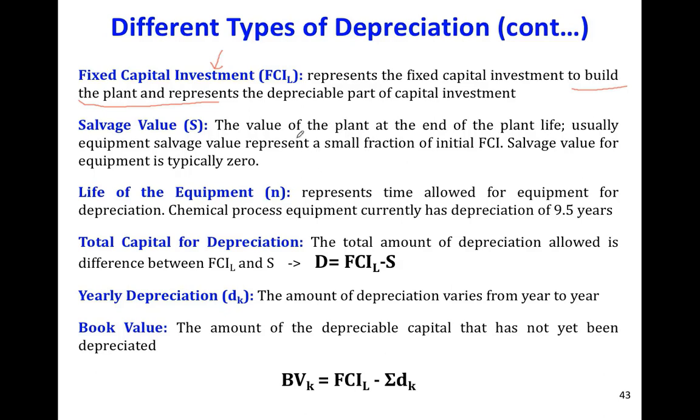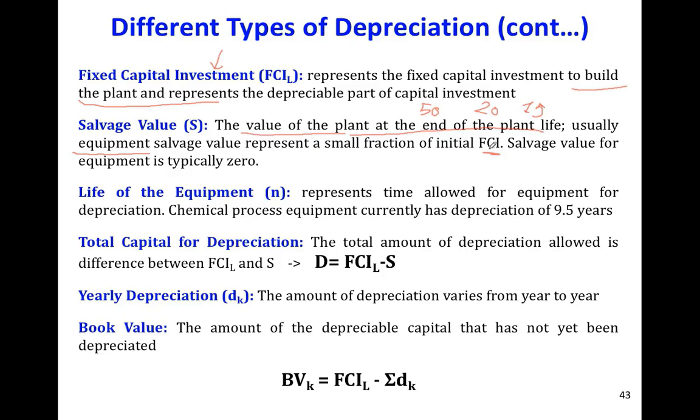Salvage value, as I said, is the value of the equipment, or in general the value of the plant, at the end of its life. Let's say the life of the plant is 15 years, 20 years, I don't know, some refineries even have more than 50 years of life. So the value of that plant or equipment at the end of its life is called salvage value. And usually the equipment salvage value is a small portion of FCI, the fixed capital investment, because we have a lot of expenses for insurance, for land, for fabrication, for labor.